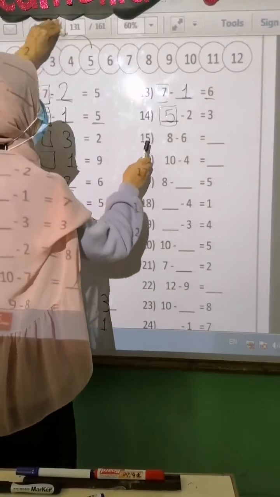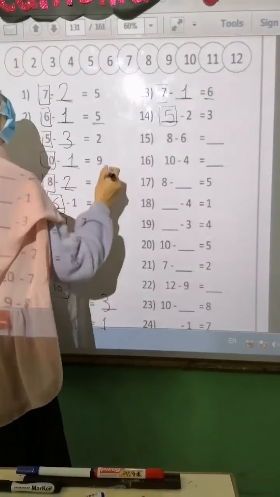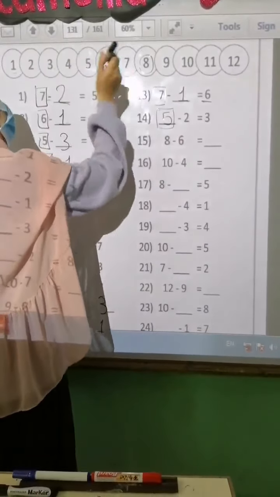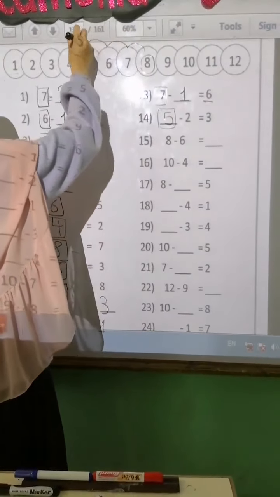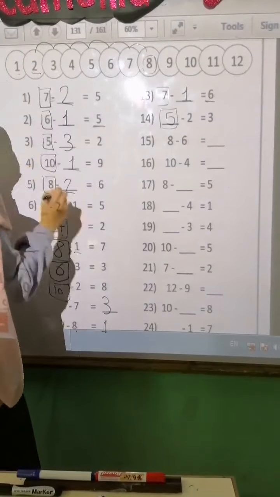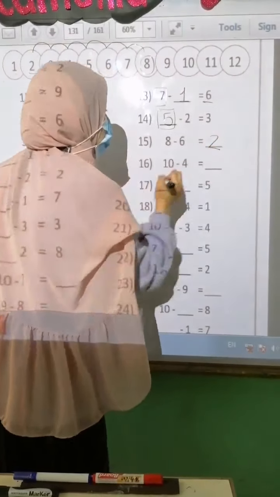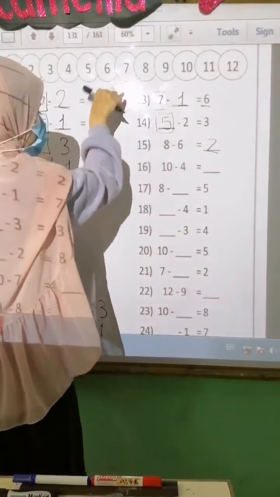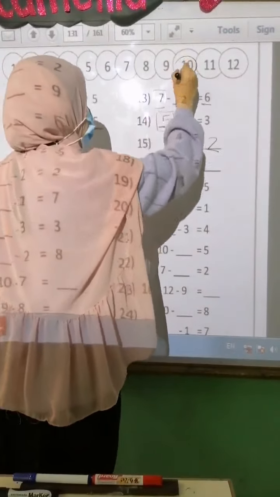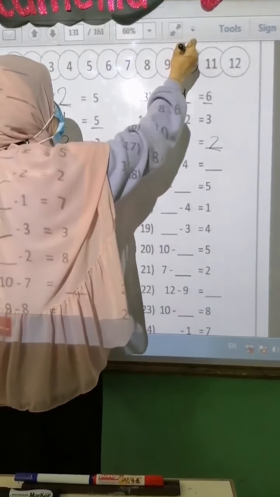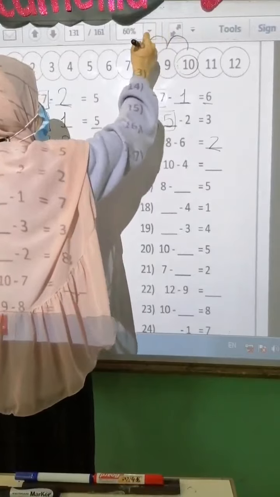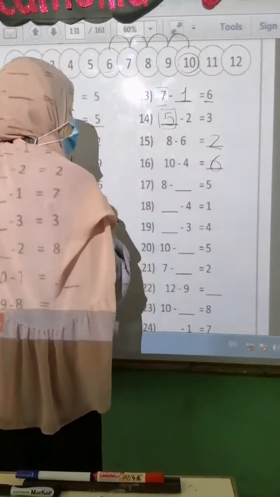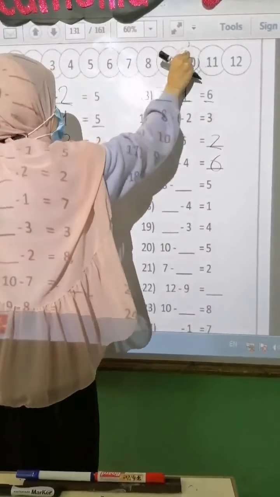Problem number 15. 8 minus 6. 6 steps backward. 1, 2, 3, 4, 5, 6. The answer is 2. 8 minus 6 equals 2. Problem number 16. 10 minus 4. Where's 10? Here. Minus what? 4. 4 steps backward. 1, 2, 3, 4. The answer is 6.